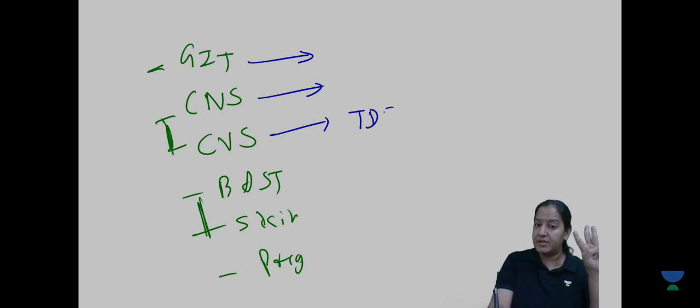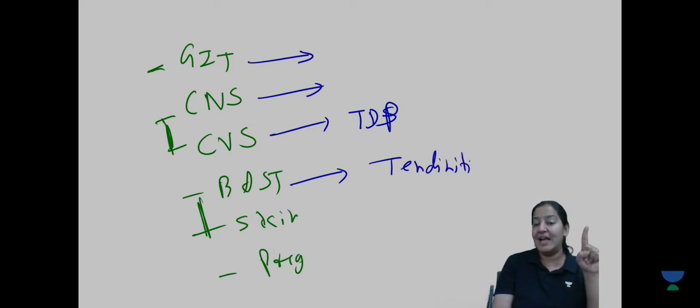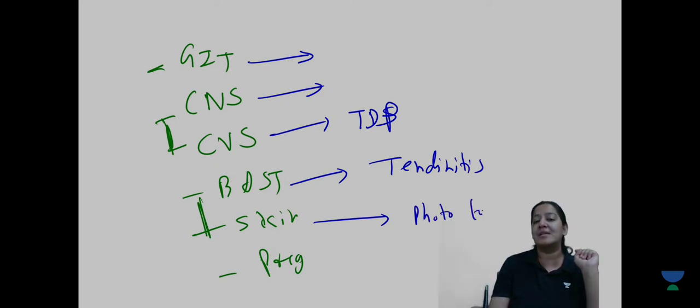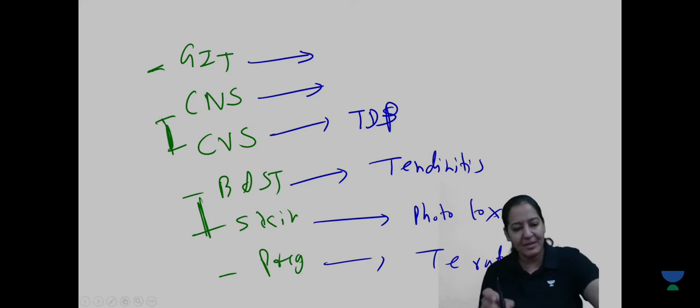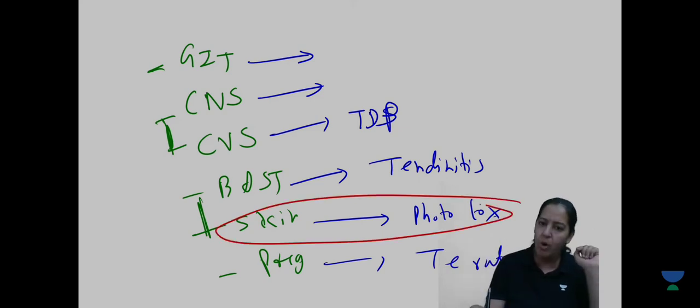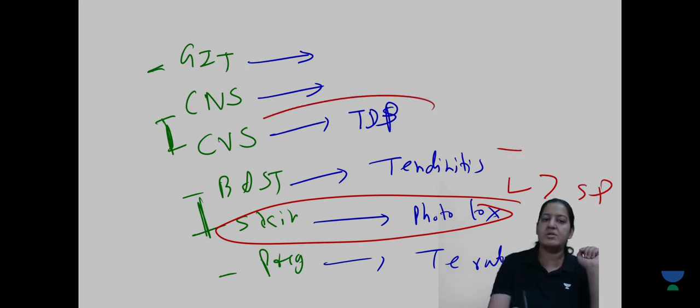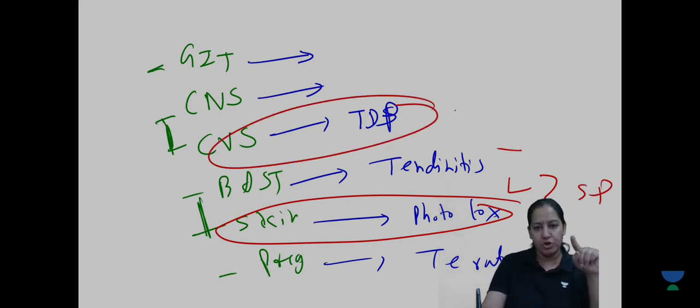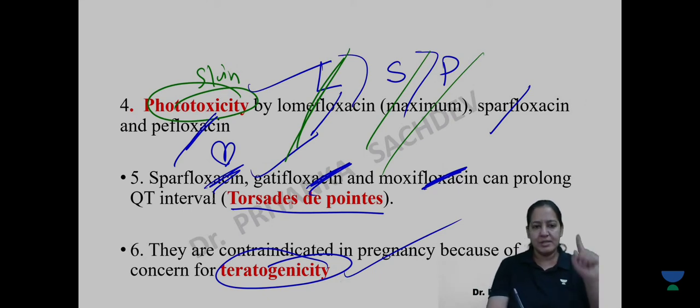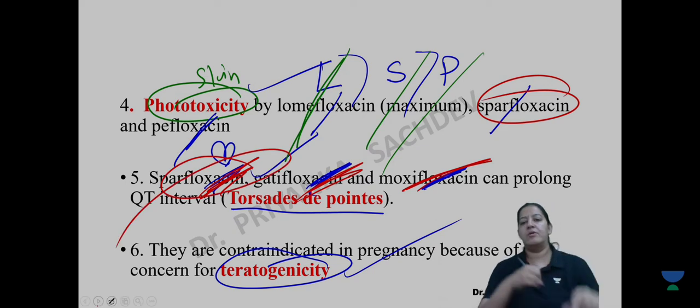CVS में specific है, torsades de pointes. So be specific, torsades de pointes. Bone soft tissue में specific है, it is tendinitis. That's why contraindicated in children. Skin में specific है, phototoxicity. Pregnancy में specific है, teratogenic. Now among these, learn the specific three who are causing phototoxicity. The mnemonic is LSP. वैसे तो torsades de pointes की भी तीन specific हैं. You should learn that also. Which one? It is Sparflox, Gattiflox, and Moxiflox. Sparflox is common in both. Give me a thumbs up.